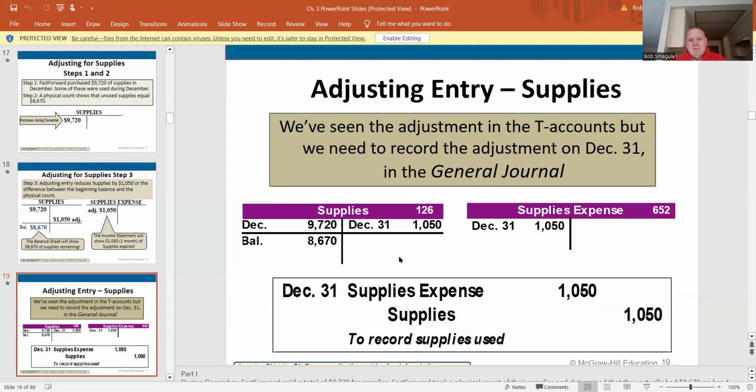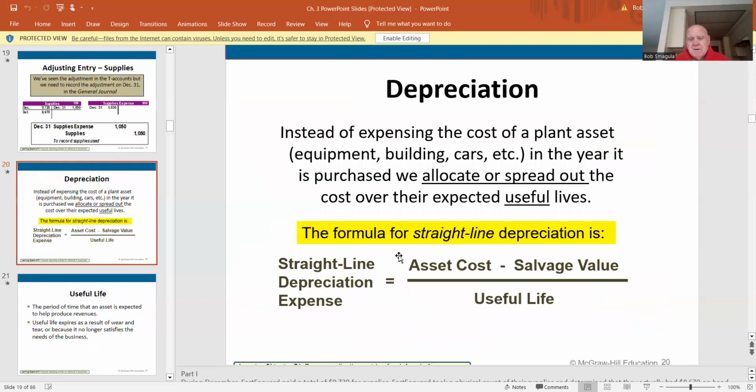And here they're showing you the journal entry. And I think it's good to look at that journal entry. You debit supplies expense, you credit supplies. So I think these are pretty good slides in terms of demonstrating it. Maybe have this available when you're doing your homework as you're starting to learn this, because adjusting entries can be tricky. Hey, let's talk about depreciation, huh?